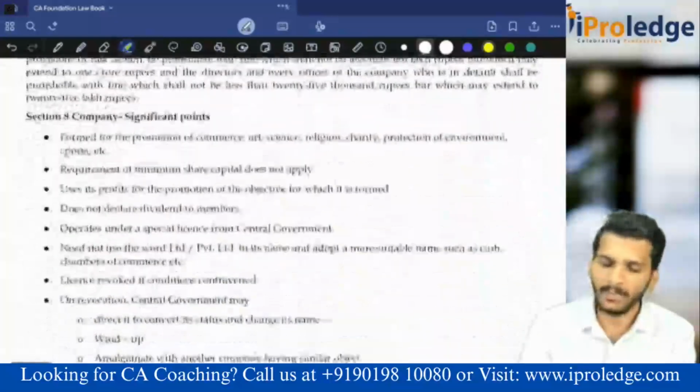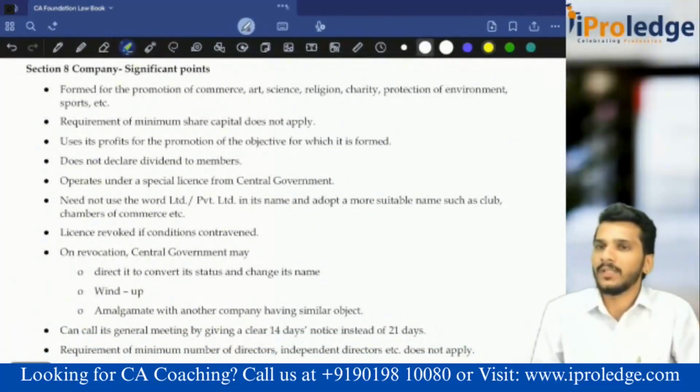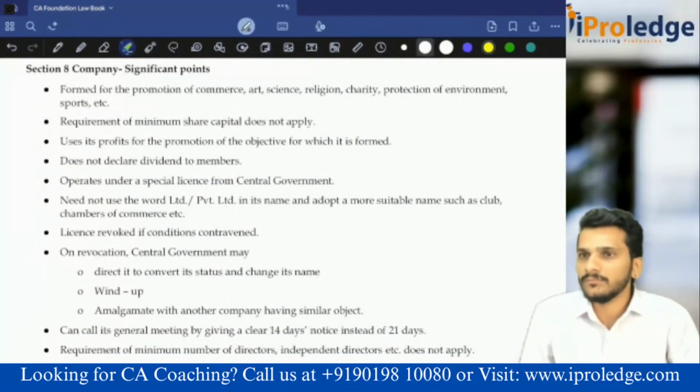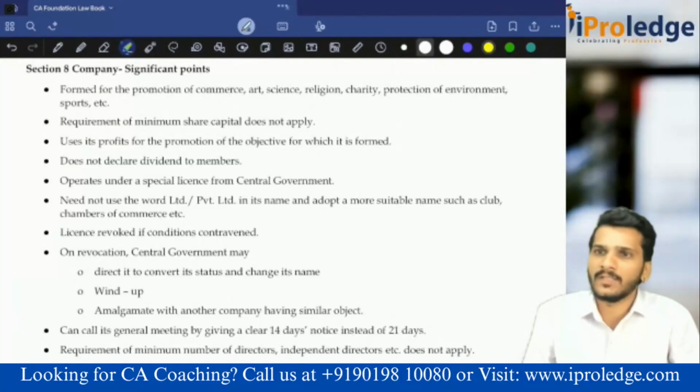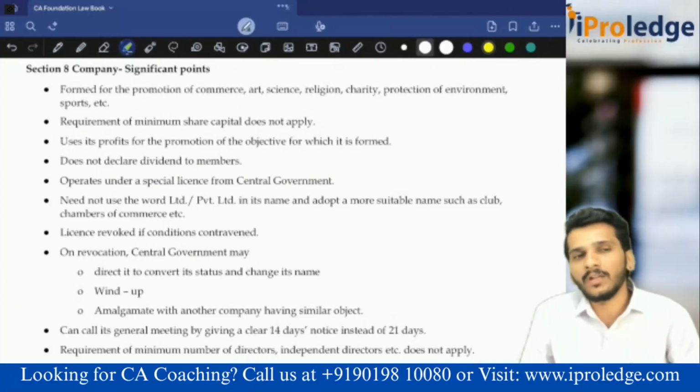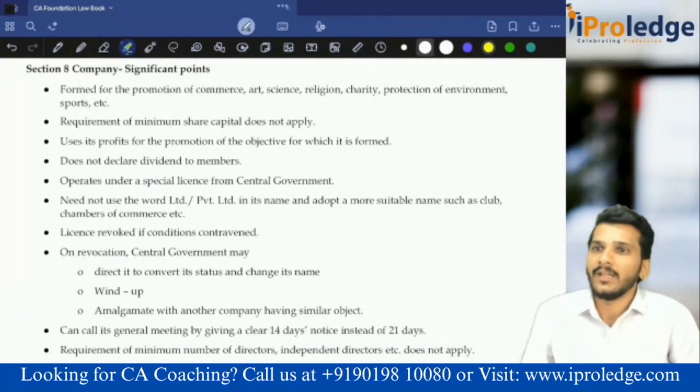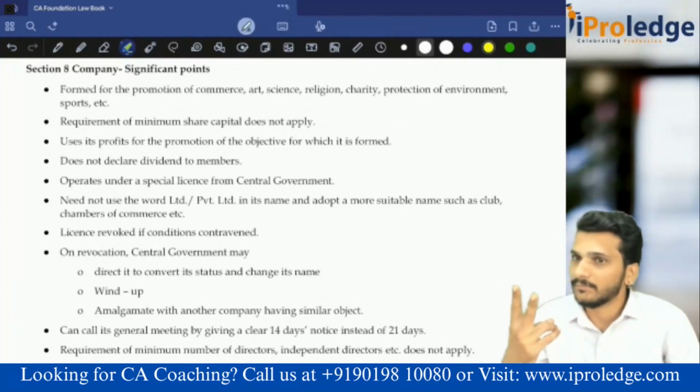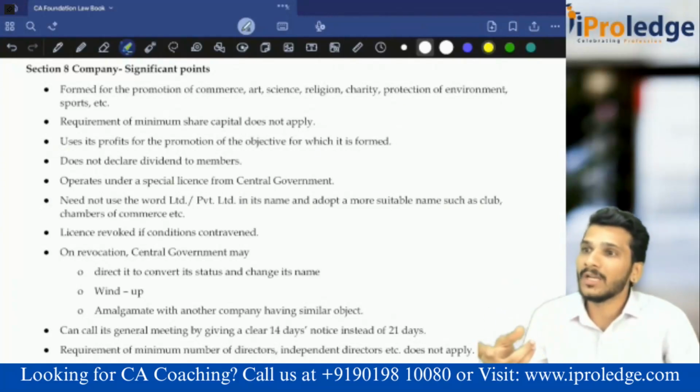What is the maximum number of directors for a Section 8 company? The minimum number of directors is 3, because it is a public company. It can't be a private company. Minimum 3, maximum 50. There is one more condition which I did not discuss. A person can be a director in a maximum of 20 companies. I can be a director in maximum 20 companies. I can't be a director of more than 20 companies.